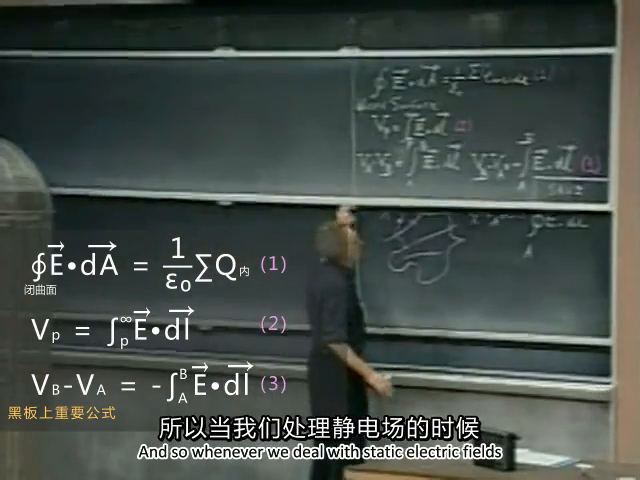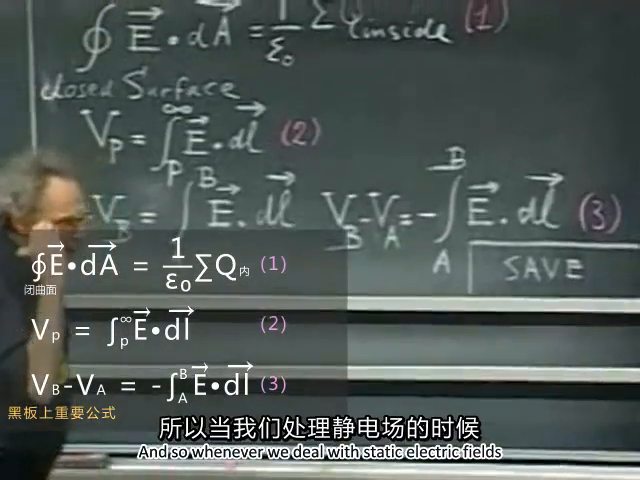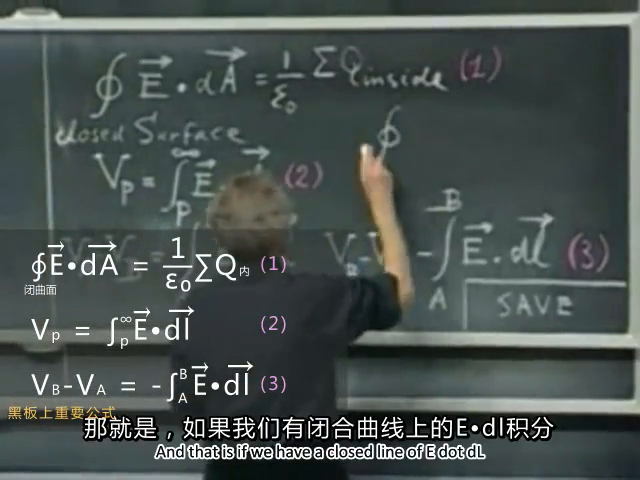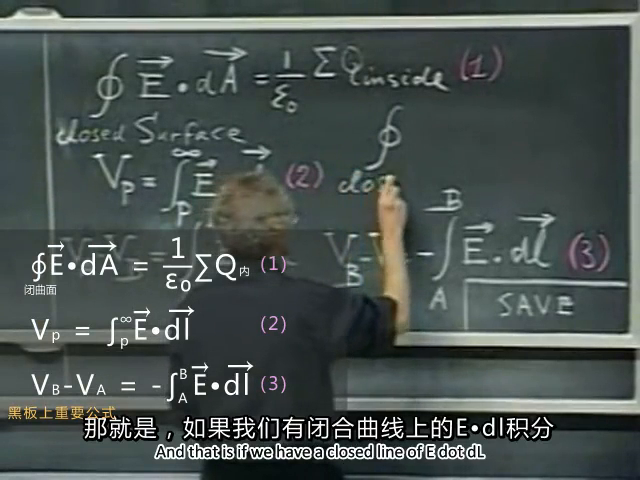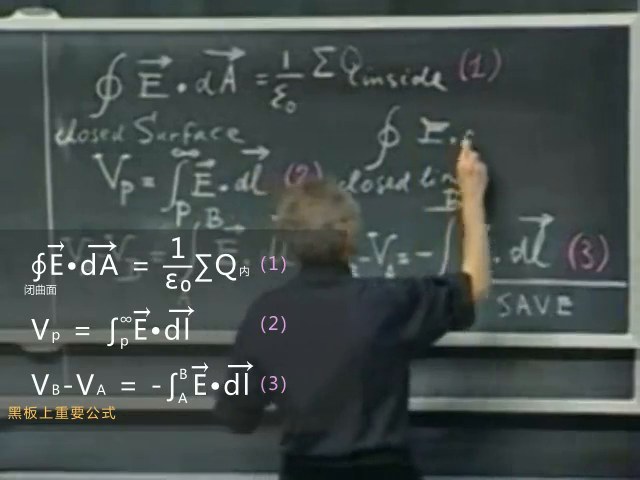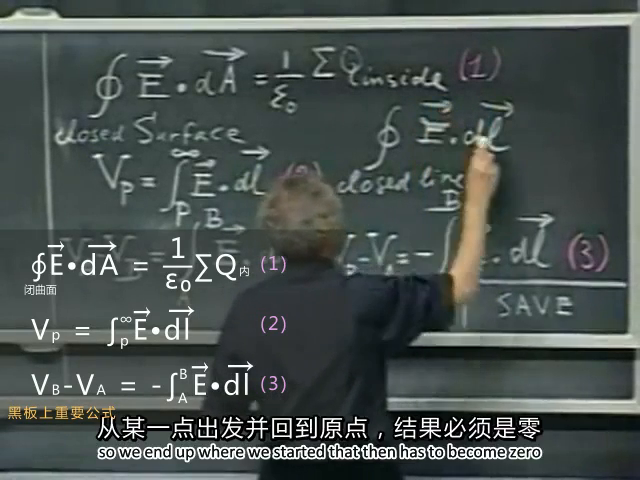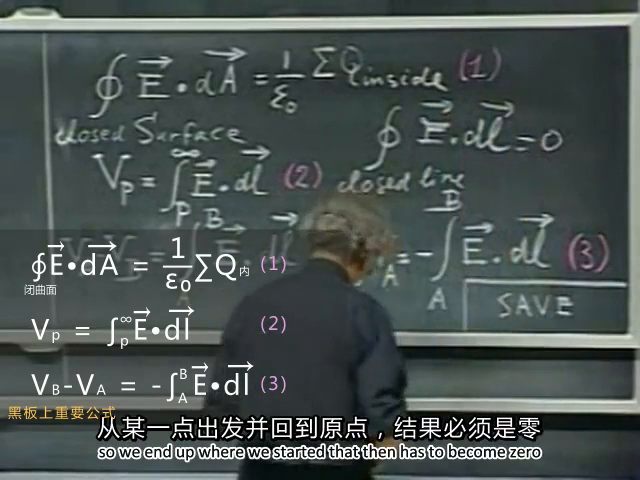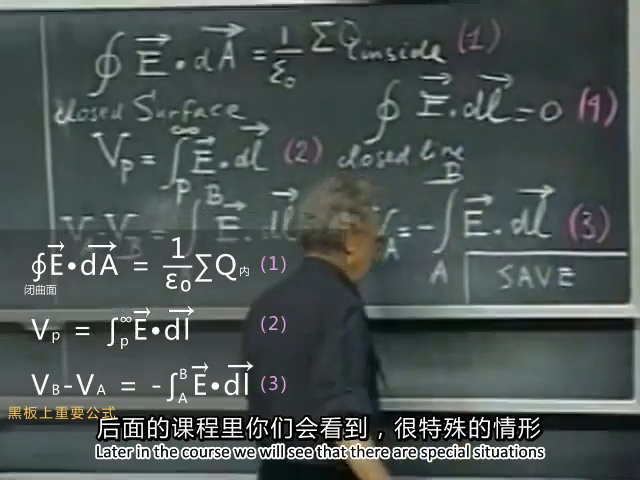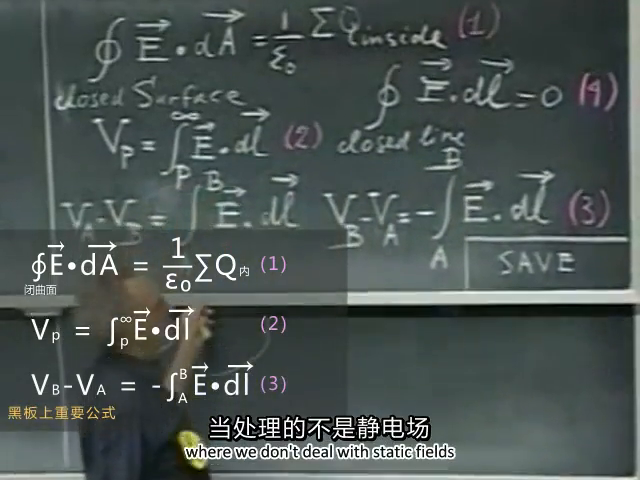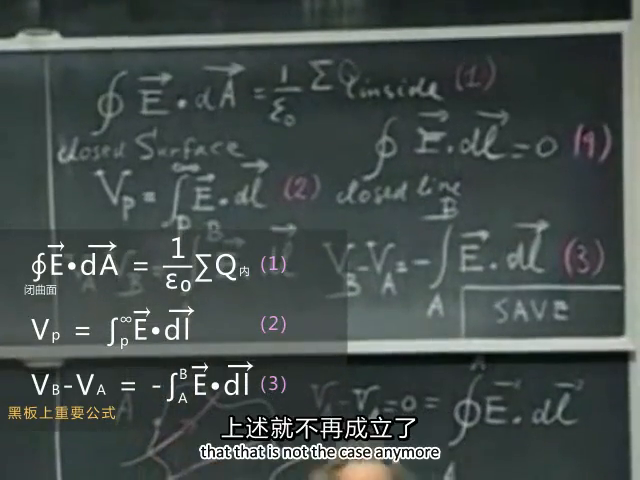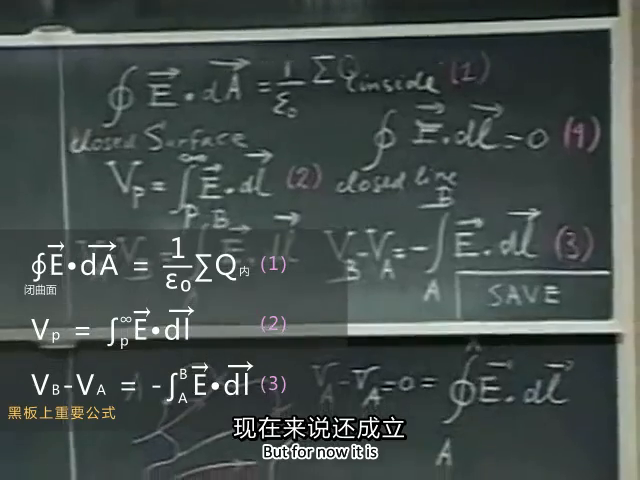And so whenever we deal with static electric fields, we can add now another equation if we like, and that is if we have a closed line integral of E dot dl, so we end up where we started, that then has to become 0. Later in the course we will see that there are special situations when we don't deal with static fields, when we don't have conservative E fields, that is not the case anymore. But for now, it is.